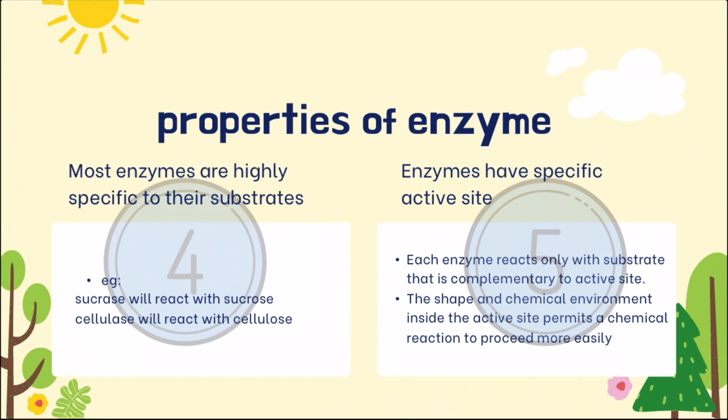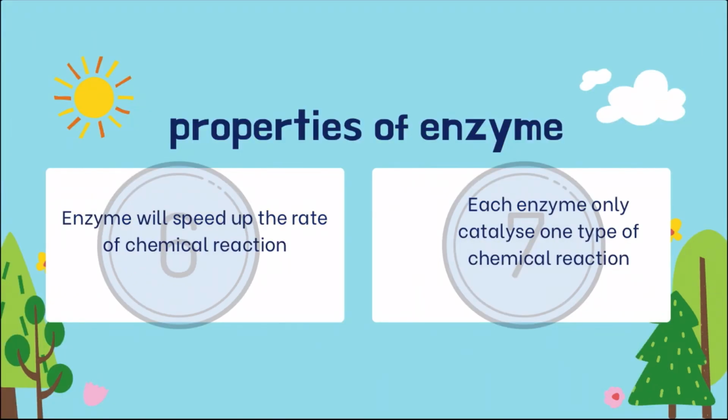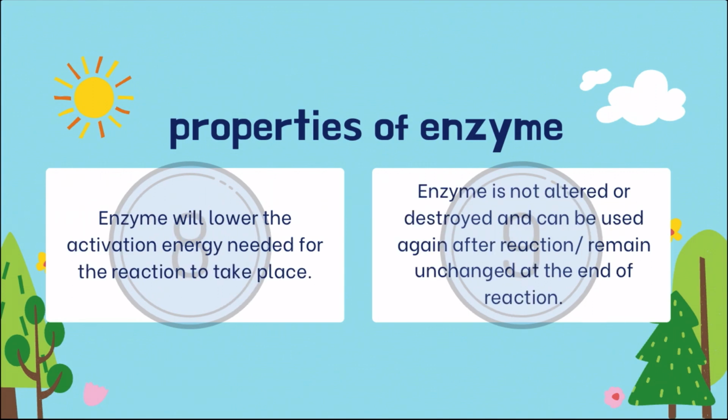Number 5, enzymes have specific active site. Each enzyme reacts only with the substrate that is complementary to the active site. The shape and chemical environment inside the active site permits a chemical reaction to proceed more easily. Number 6, enzyme will speed up the rate of chemical reaction. Number 7, each enzyme only catalyzes one type of chemical reaction. Number 8, enzyme will lower the activation energy needed for the reaction to take place.